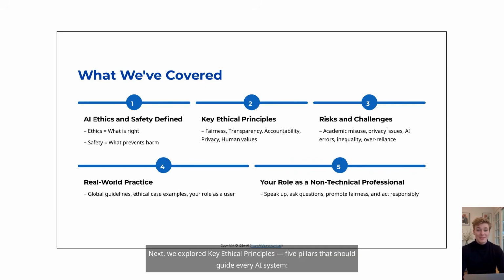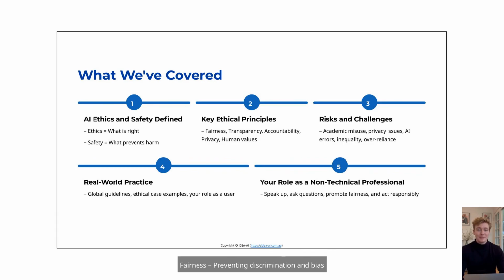Next, we explored key ethical principles, 5 pillars that should guide every AI system: fairness, preventing discrimination and bias; transparency, knowing how and why decisions are made; accountability, ensuring someone takes responsibility; privacy, respecting data and consent; human-centered values, keeping people at the core of all technology.